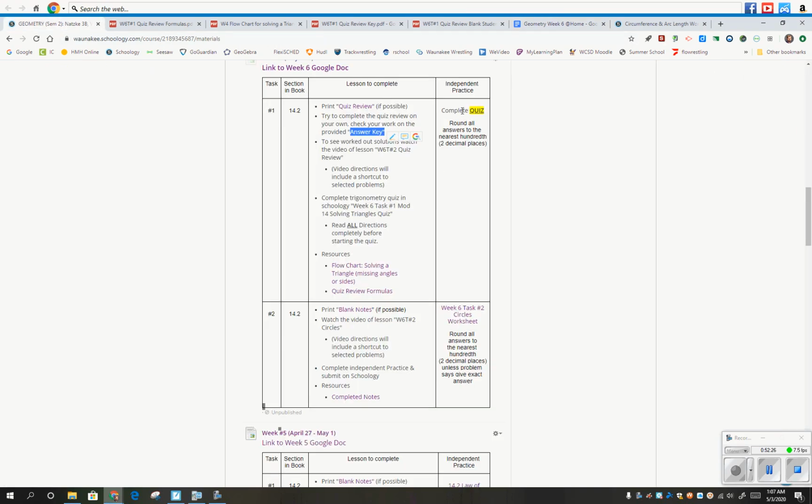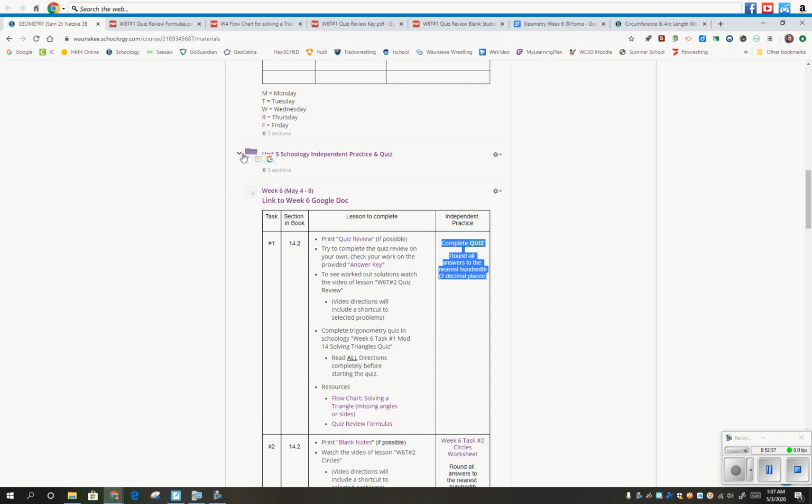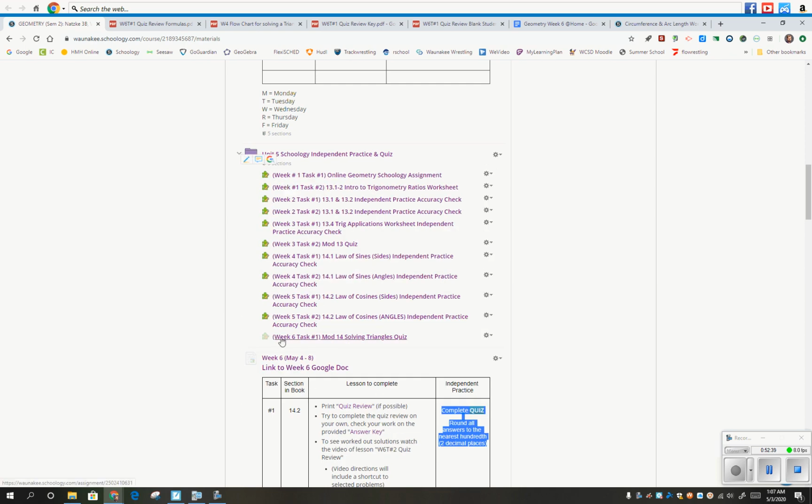And it's in Schoology. Complete the quiz. You do not need to submit answers for your review on Schoology. So you can go on. It's in the Unit 5 folder. So if you open it up, it's week 6, test number 1, the module 14, solving triangles quiz. That's the quiz you're taking. Read the directions before you do it. If you have any last questions, stop in and see your teacher before you do that.